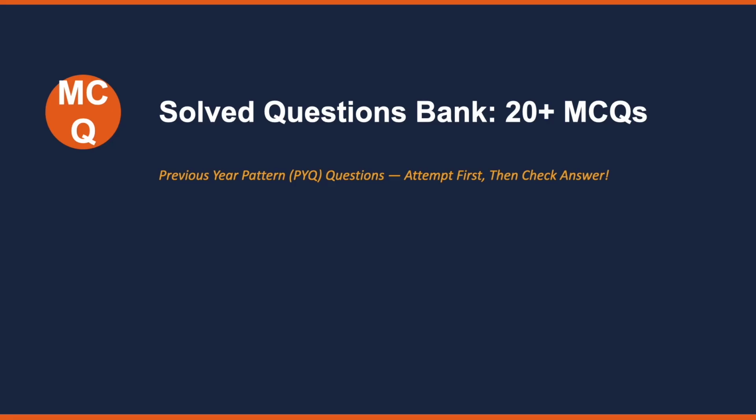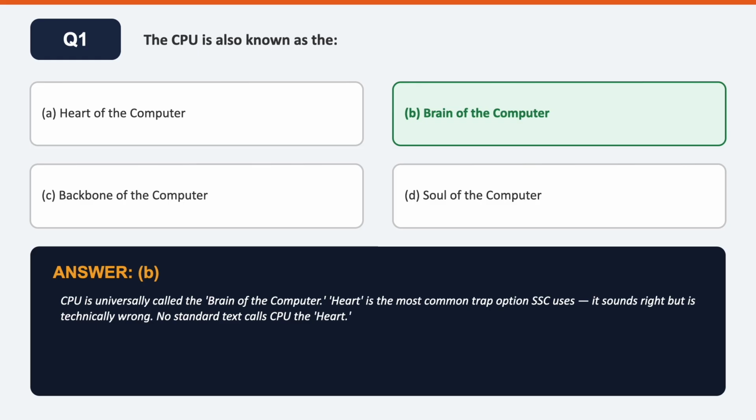Now we come to the most important section, solved questions. There are 23 questions here. I will show each question on the screen. Your job is to think of the answer first, then I will reveal the correct answer with an explanation. This method doubles your retention. Ready? Let us go. Question 1.